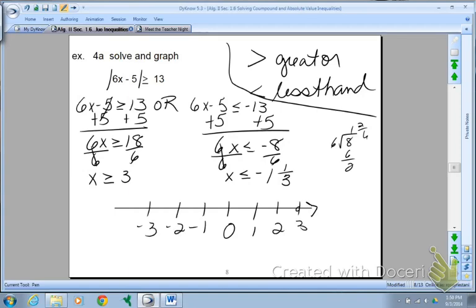Closed circle at 3, and it goes to the right. Closed circle at -1 1/3, about right here. And it goes to the left. Interval notation would be negative infinity to -1 1/3, bracket, union with bracket 3 to positive infinity.